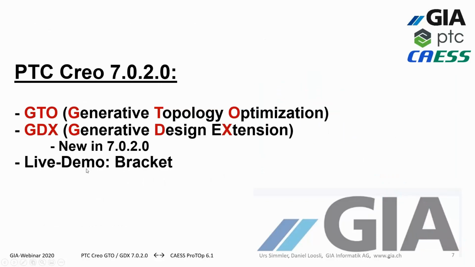Okay, that's all about me and the company, and I'd like to start with the new product from PTC, which came out 2 weeks ago with the 7.0.20 version. We got a new product called GDX, Generative Design Extension, and since half a year we have GTO, Generative Topology Optimization. Those two products are only available in the 7.0 version of Creo Parametric.